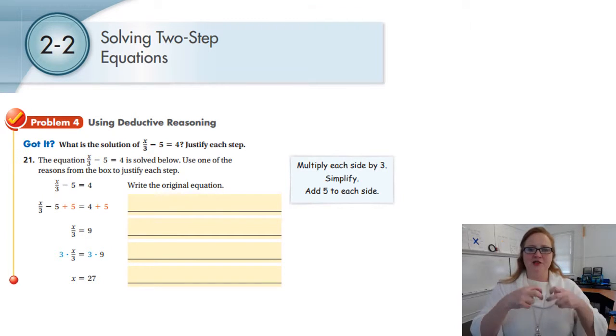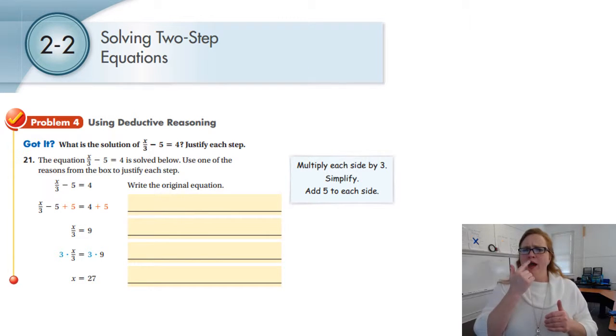Pause the video and answer problem number 21. Problem 4, using deductive reasoning. What is the solution of x divided by 3 minus 5 is equal to 4? Justify each step. Number 21. The equation x over 3 minus 5 equals 4 is solved below. Use one of the reasons from the box to justify each step. First, you have to write the original equation. X over 3 minus 5 equals 4.